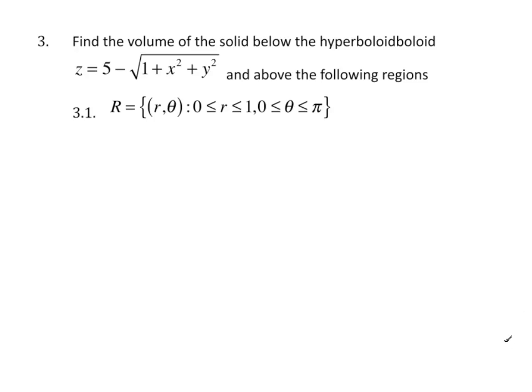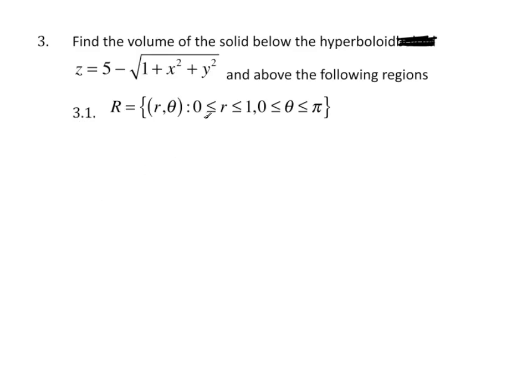So let's find the volume of the solid below the, whoops, this is kind of messed up. A little bit of a spelling issue there. Hyperboloid z equals 5 minus the square root of 1 plus x squared plus y squared, and above the following regions. Here's one region. We'll take a look at least one other.